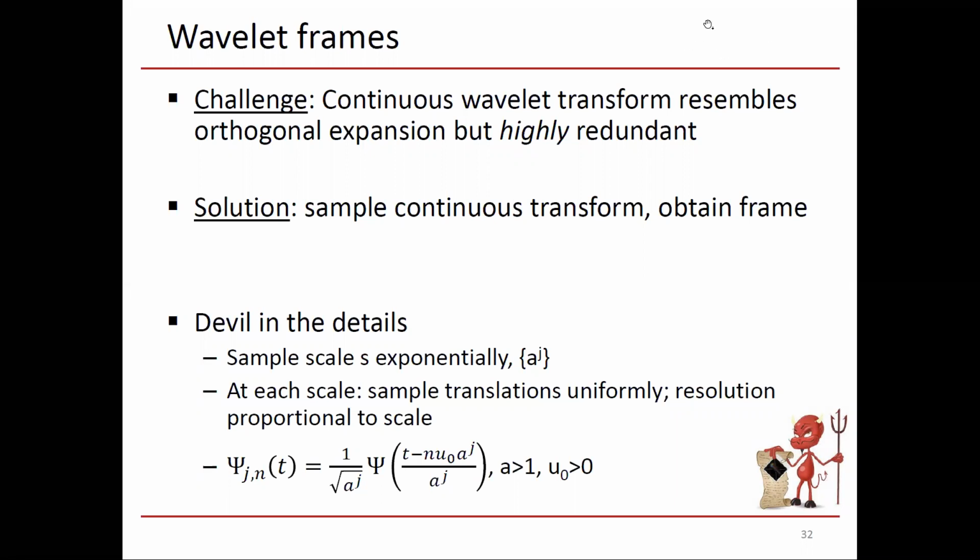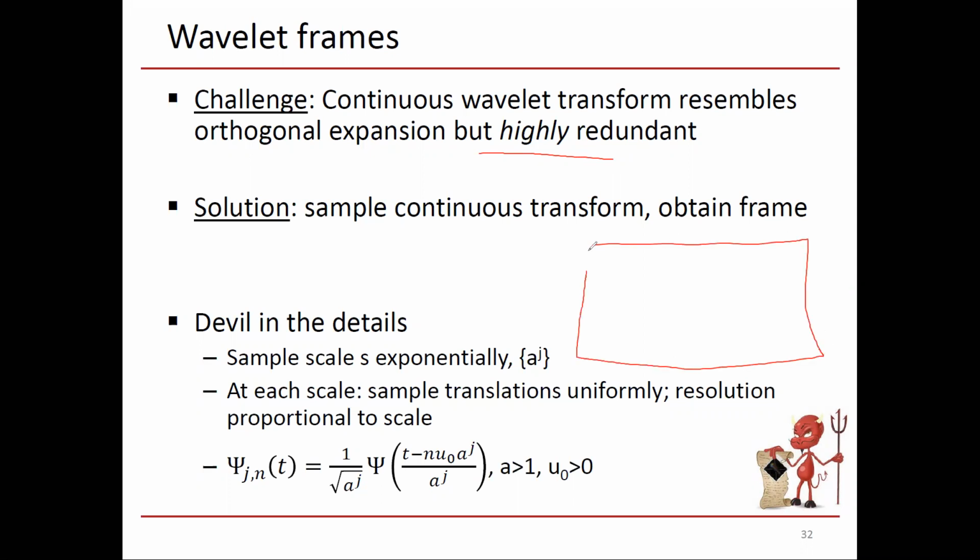Because of that, if you look at all the possible wavelets together, all the S's and all the U's, it's going to be very redundant, highly redundant. So that challenge can be addressed by sampling a continuous transform to obtain a frame. So what I mean to say is as follows. Let's take the horizontal axis to be the translations U, and the vertical axis to be the scale S.